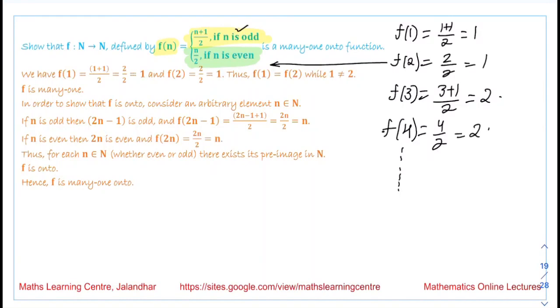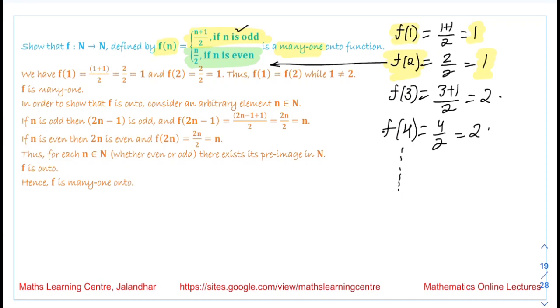So it is clear from here that if we look at the pre-image of 1, then we are saying f of 1 is equal to f of 2 is equal to 1, and this shows that this function is many-one. That is, for two different natural numbers, we have the same image 1. Next we have to prove that this function is an onto function.